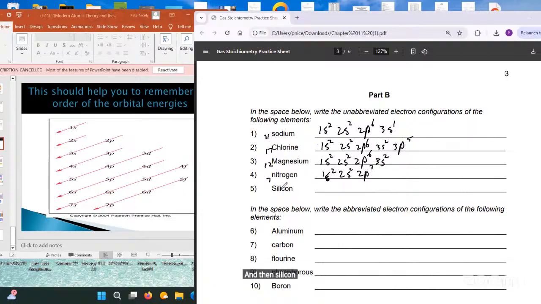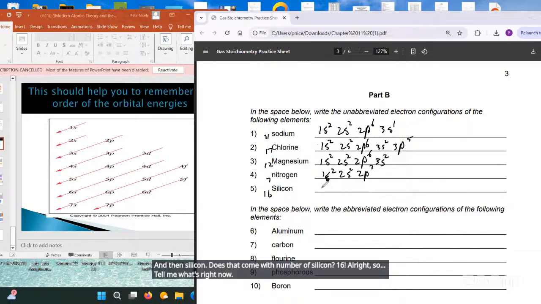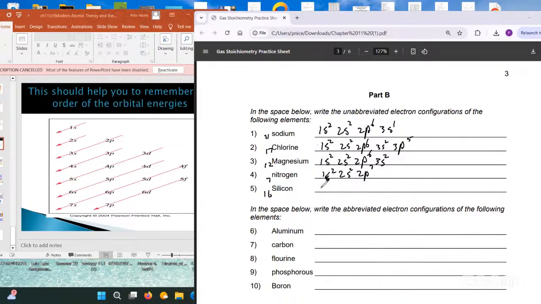And then silicon. What's the atomic number of silicon? 14, you're right, I'm sorry. Tell me what to write down. 1s2, 2s2, 2p6, 3s2, 3p2. Exactly. All right, very good. All right, so that's the first part.